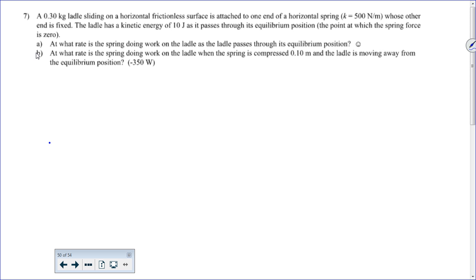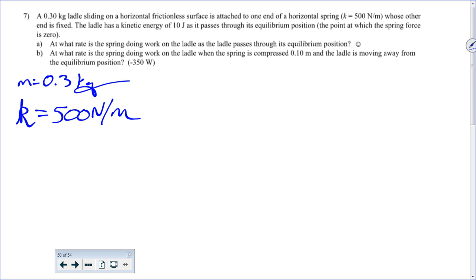Okay, so here we go. It says a ladle has a mass of 0.3 kilograms. It's sliding on a horizontal frictionless surface, and it's attached to one end of a horizontal spring with a spring constant of 500 newtons per meter, and the other end is fixed. The ladle has a kinetic energy of 10 joules as it passes through its equilibrium position. So at x equals 0, our kinetic energy is 10 joules.